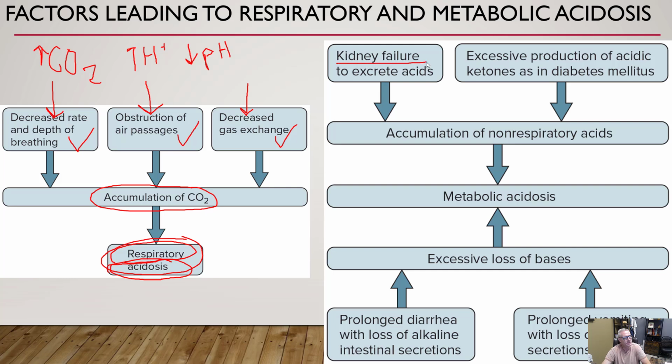All right, kidney failure. Kidney failure, that's a metabolic condition. Failure to excrete acids. So we're holding on to acids. Excessive production of acidic ketones in diabetes mellitus. So again, we're talking about a metabolic condition. So we're producing acid, so non-respiratory acids. So now we're metabolic acidosis.